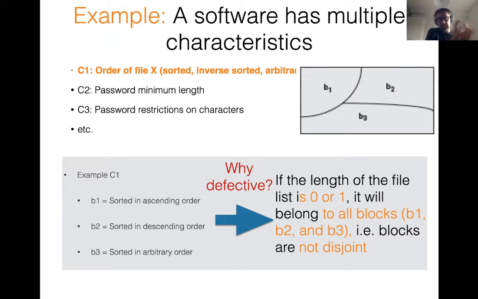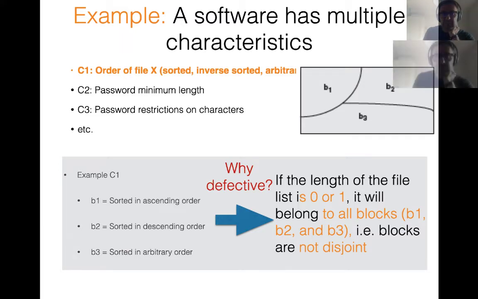So for length 0, the sort order doesn't even make sense. For 1, they are all the same. And then for length 2 and above, the order is partly overlapping, because sorted in arbitrary and sorting in disordered order can also overlap there. But as you go along, you can refine it further into more detail.